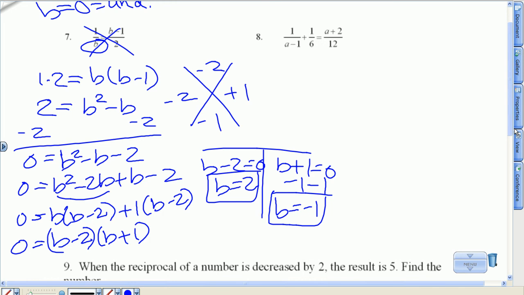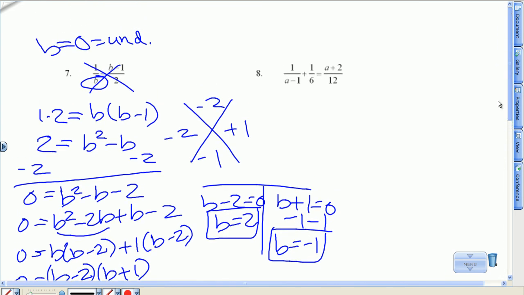Okay? Alright, problem 8. Things are going to get a little bit tougher, as you saw. We had to factor for problem 7. First things first, when a minus 1 is equal to 0, the equation is undefined. That happens when a equals 1, so I'm going to remember this is the value that makes it undefined. So if I get 1 for an answer, I have to reject it.